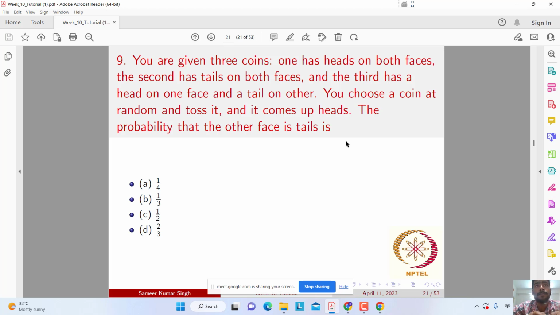I'm giving you a hint, okay? Say we have three cases, three coins. One has head on both faces, second has tail on both faces, and third has head on one face and tail on the other. So you choose a coin at random and toss it, and it comes up heads. So how many chances to get the heads? The probability that the other face is tails is.